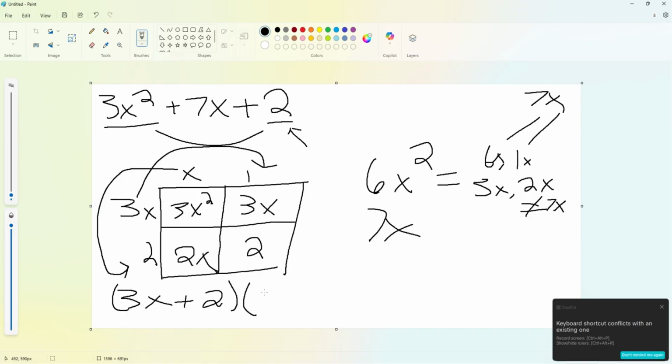This is our factored quadratic now. x plus 1. And that's basically it. See you guys.